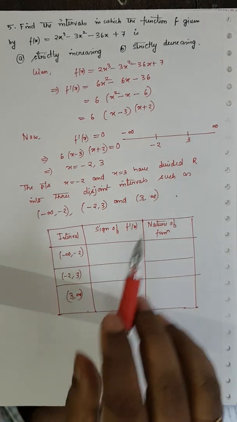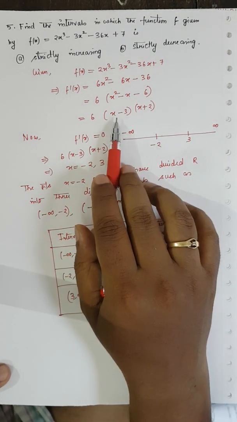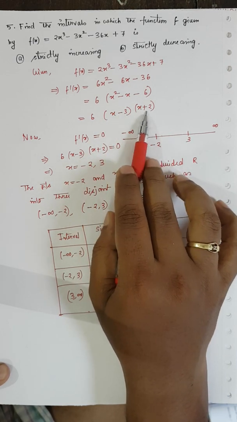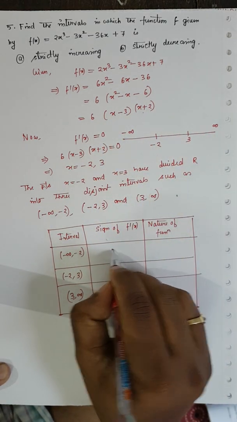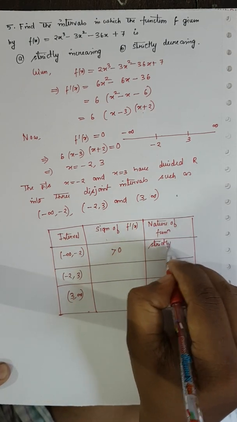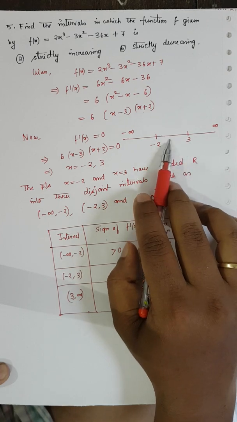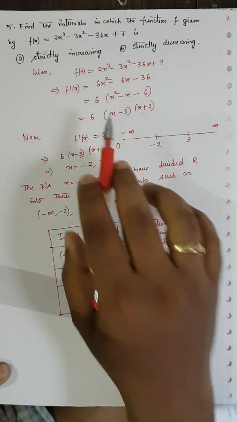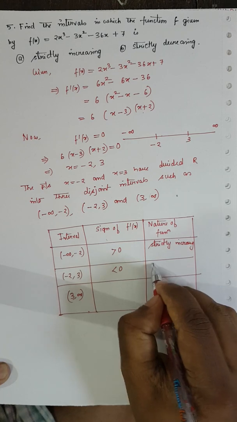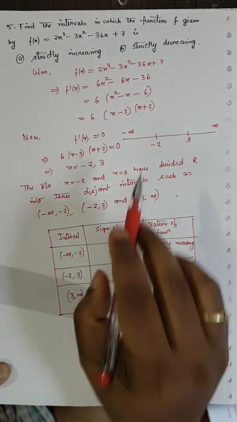See, if you take any value in the interval minus infinity to minus 2, take minus 3, put minus 3 here. This is minus 3 minus 3, minus 3 plus 2, this is minus 1. So minus into minus is positive. So here it is greater than 0. So in this interval the function is strictly increasing. Now in the interval minus 2 to 3, if you take 0, put 0: 0 minus 3 is minus 3, 0 plus 2 is 2, 2 into minus 3 is minus 6, this is negative. So the function is strictly decreasing in the interval minus 2 to 3.